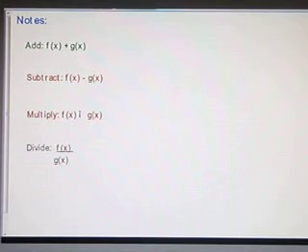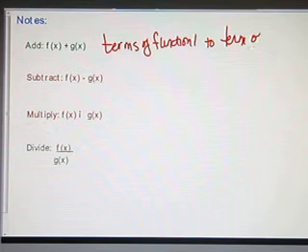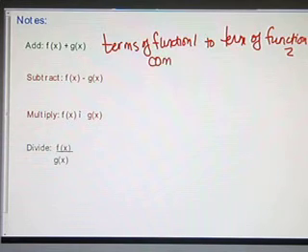All right, so notes for adding. When we're adding two functions together, the big thing you need to keep in mind is you're just adding the terms of function 1 with the terms of function 2, all the terms. And then you need to make sure you go back through and combine like terms.